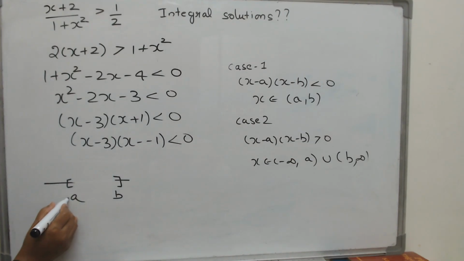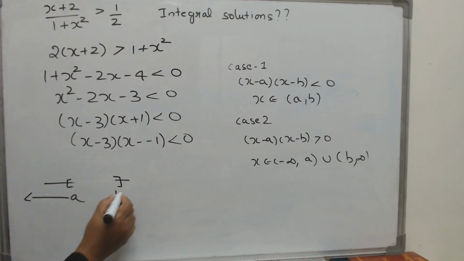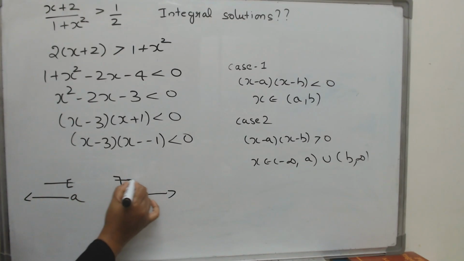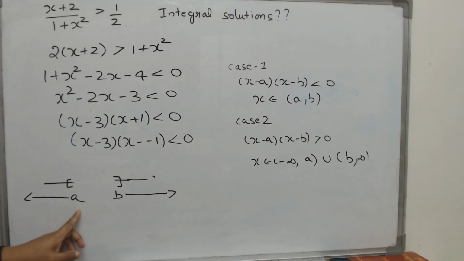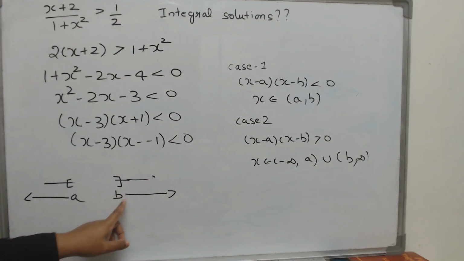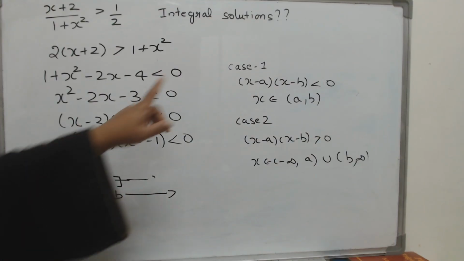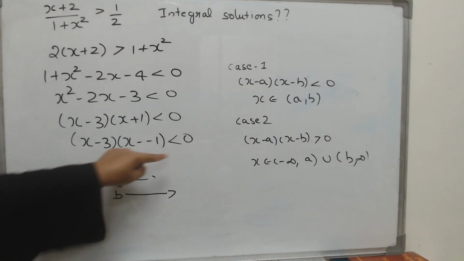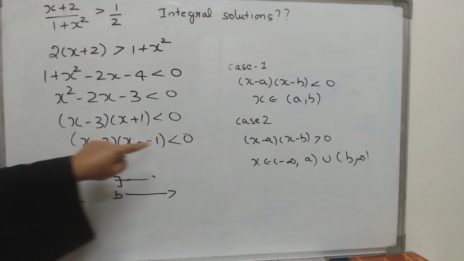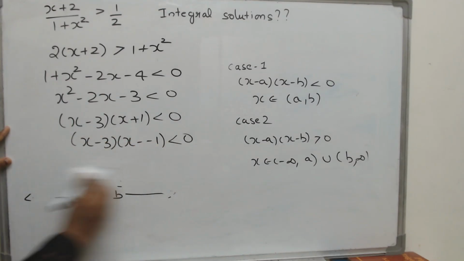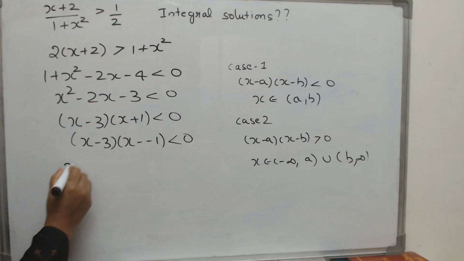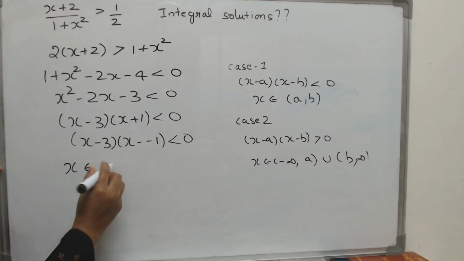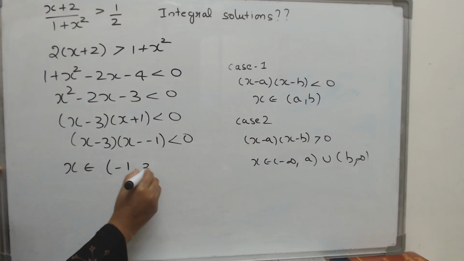What is the solution set? It will be -infinity to a, or from b to infinity. It can lie anywhere here, or it can lie anywhere here. It can lie in any of these areas. So these are our two standard results. Which one are we looking for? We are looking for our product to be less than 0, or in other words, our solution set will lie between -1 and 3.